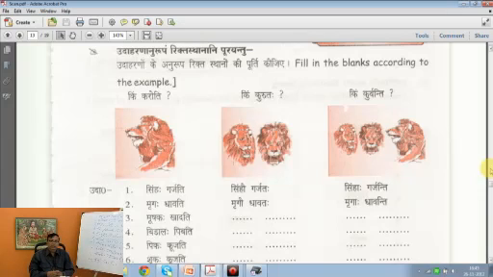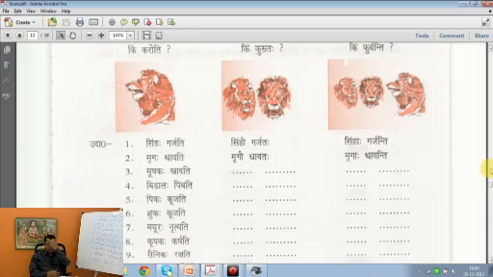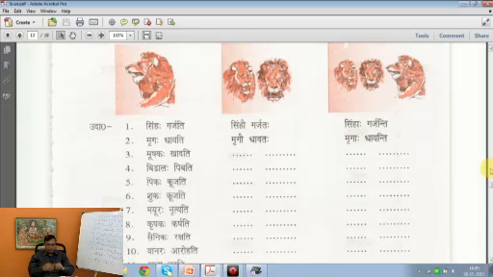So, mrugaha dhavati, mrugau dhavataha, mrugaha dhavanti. Then, mushakaha khadati, mushakau khadataha, mushakaha khadanti. Bidalaha pibati, bidalau pibataha, bidalaha pibanti. Then pikaha kujati, pikau kujataha, pikaha kujanti.